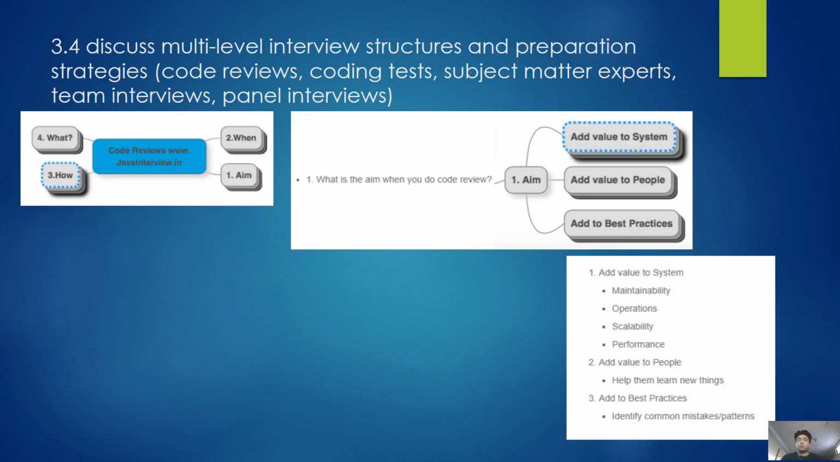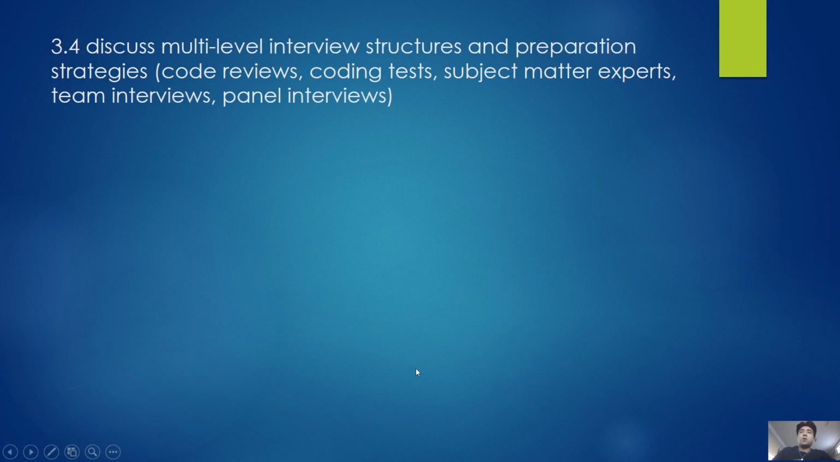So the code review, we need to understand, is kind of like a tree. They have a lot of branches. In that way, we will be able to understand in what moment the interviewer can ask us about a specific subtopic. The next one is coding test.